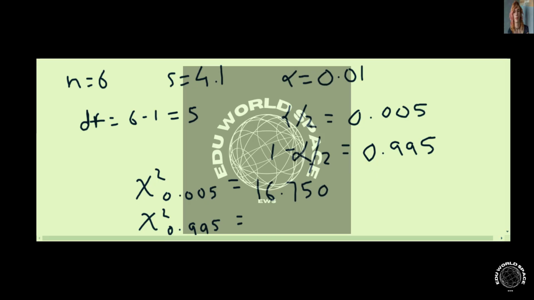The other critical value we need is chi-square 1 minus alpha by 2, which is chi-square 0.995 with degrees of freedom 5. And if you check the table, this value is 0.412. Using the critical values, we can calculate the boundaries for our confidence interval.